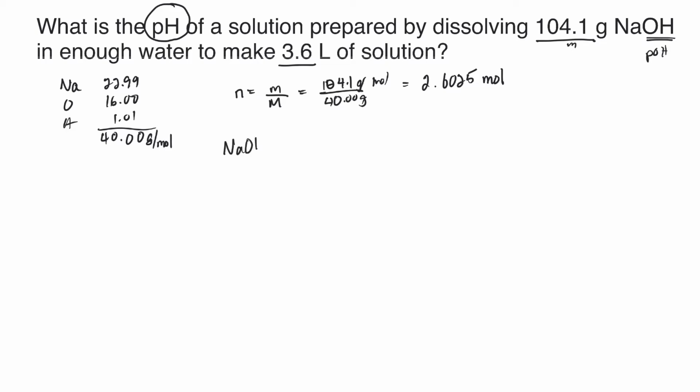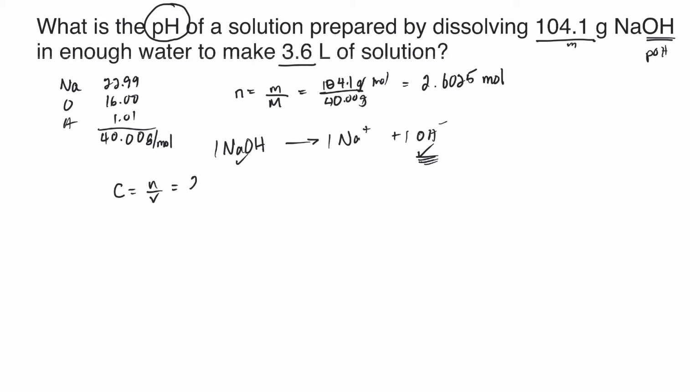Now to figure out the concentration, I like to do the dissociation equation. So I have sodium hydroxide. It dissociates to sodium ions and hydroxide ions, and it's 1 to 1 to 1. Okay, good. So when I figure out the concentration, this will be the concentration of sodium hydroxide, but it'll also be the concentration of hydroxide ions, and that's what I want.